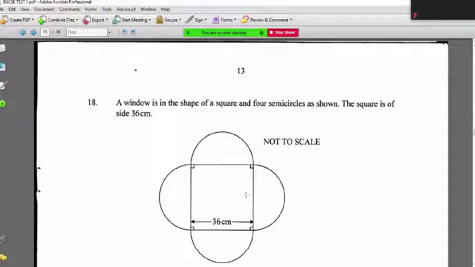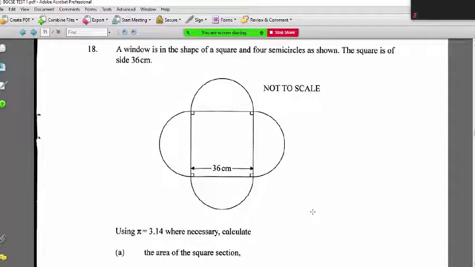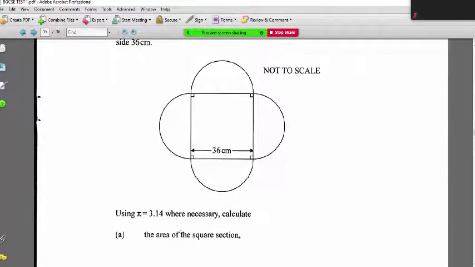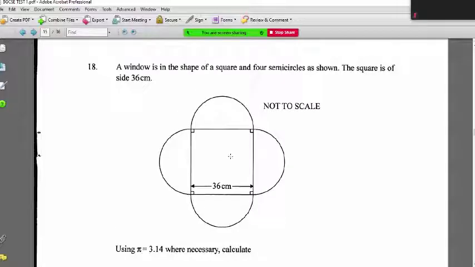Okay. Number 18. A window is in the shape of a square and 4 semicircles are shown. The square is of side 36 centimeters. So that's the square. Using 3.14 where necessary, calculate the area of the square section. Notice the key: use 3.14, which is pi, where necessary. We don't need pi to calculate the area of a square.